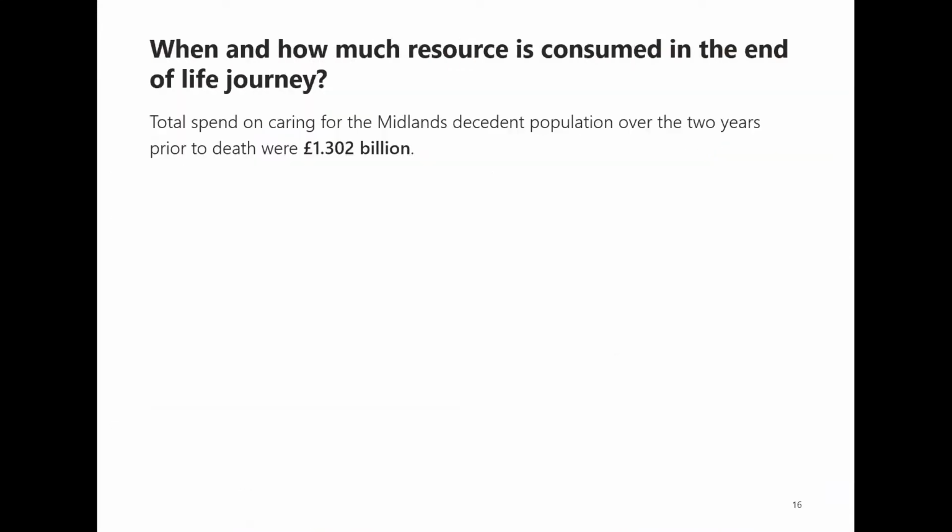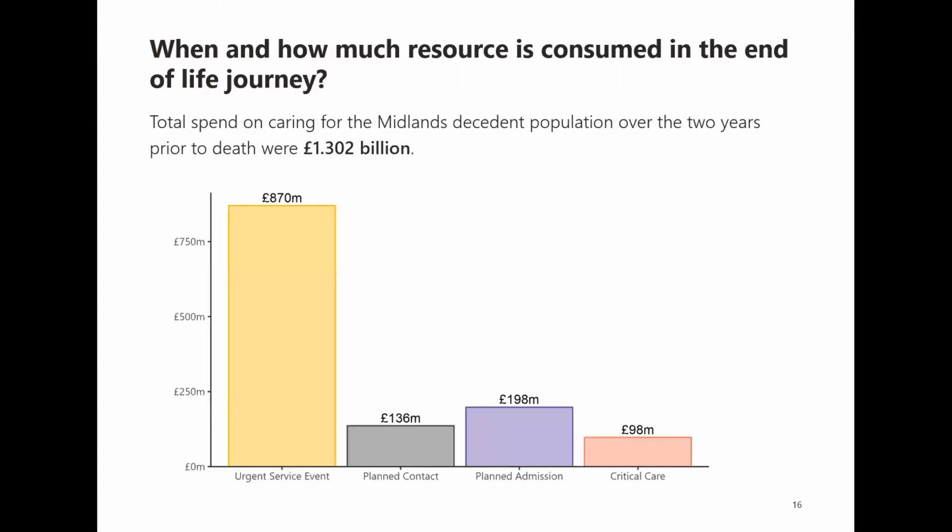So far, we've been considering use from the perspective of activity, but now we consider it from the perspective of cost or resource. We've been able to calculate costs for a large proportion of the activity that we have using a combination of national tariff or reference costs. And this shows us that the cost for the decedent population over the 2 years before they die is just over 1.3 billion. By activity type, it's clear that the majority of costs are in urgent care, which equate to 2/3 of the total budget.